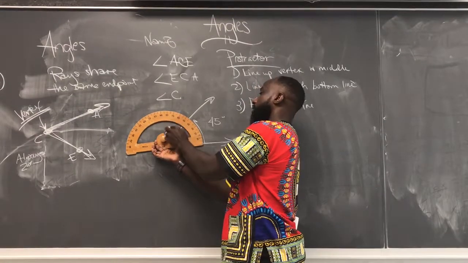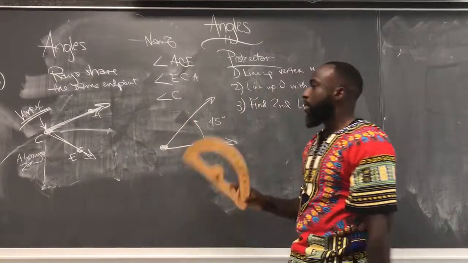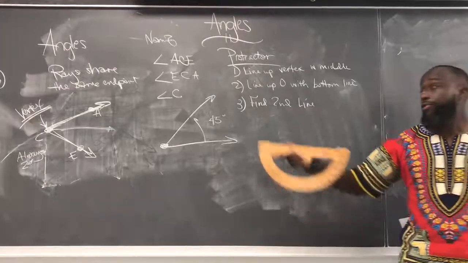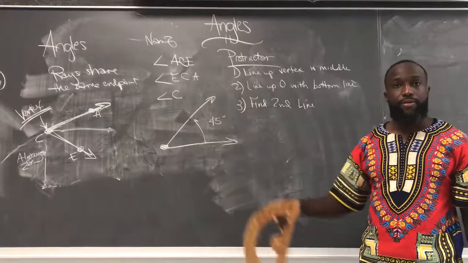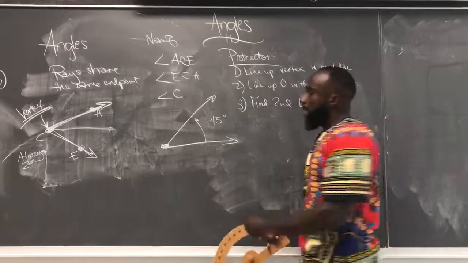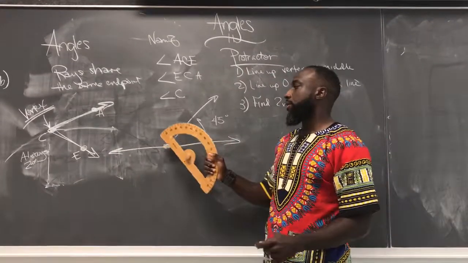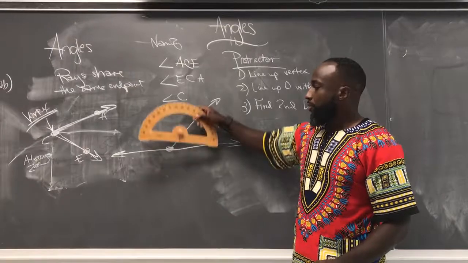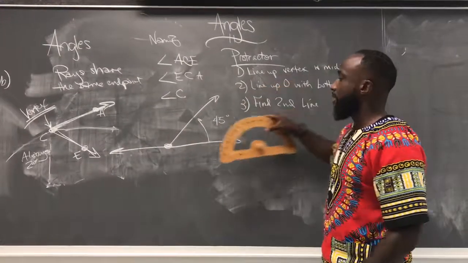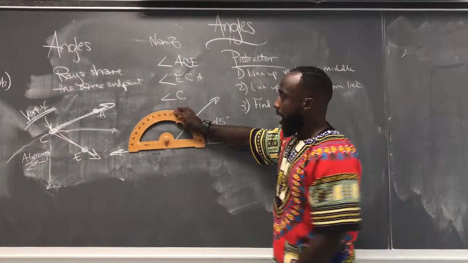All right? So that leads to our next point. All measures of angles are in degrees. All right? So then 45 degrees. Now, if the angle is going this way, and I said I wanted to know the measure of this angle, we'll do the same thing. Line up the vertex with the middle, and line up the bottom line.